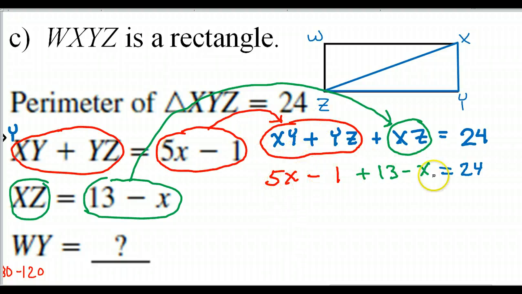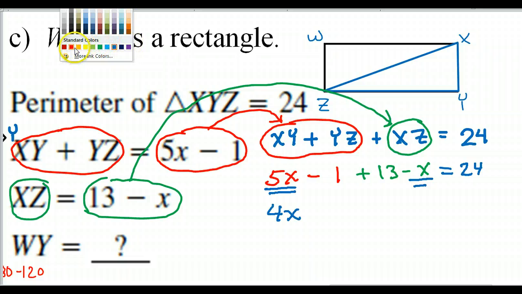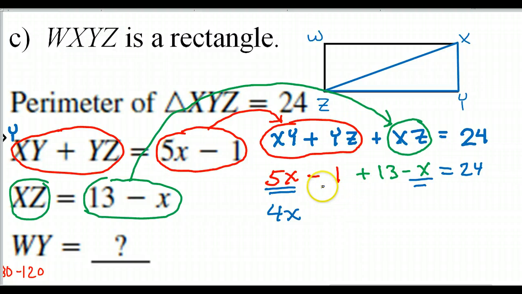That was the hard part, setting up this equation. The rest should be pretty simple to you. I'm just going to combine like terms. So in this case, 5x and negative x, those are like terms. So that's going to make 4x. Also like terms, negative 1 and 13. That's going to give me 12. Equals 24.